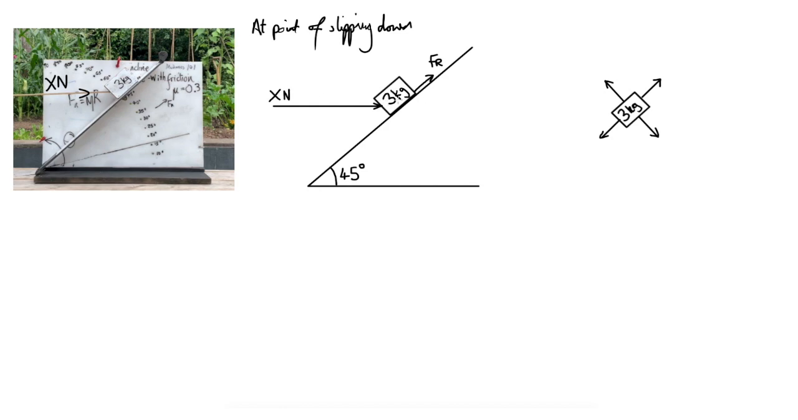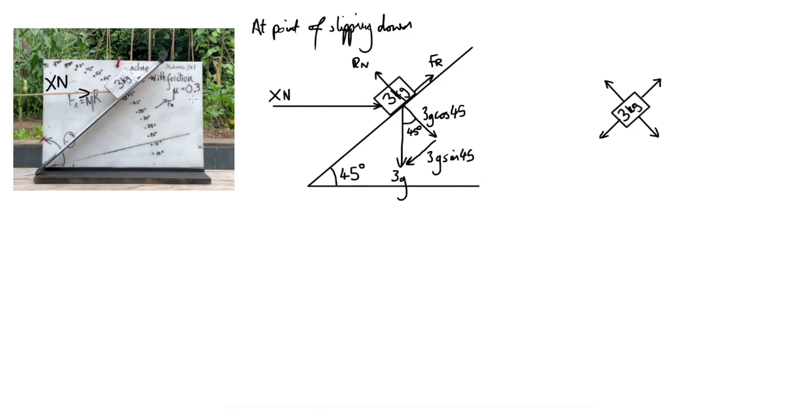Then we can add on the forces we always need to add on for an inclined plane. We have the weight of the particle, 3g. We have our two component forces, 3g cos 45 and 3g sine 45. We also need to put on our reaction normal force into the plane.